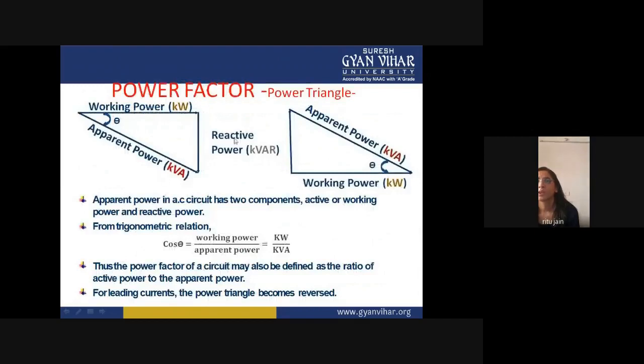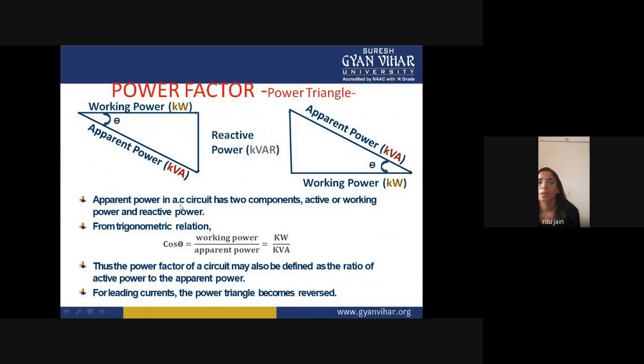Now this is your power factor triangle. This is your working power, which is represented by kilowatt. This is your apparent power, which is represented by kilovolt amperes. This is the angle between kilowatt and kilovolt amperes. And this is your reactive power, which is in kVAR. The angle between apparent power kVA and working power in kilowatt is represented by theta. Okay. On the x-axis you can represent your active power, and the y-axis represents your reactive power.